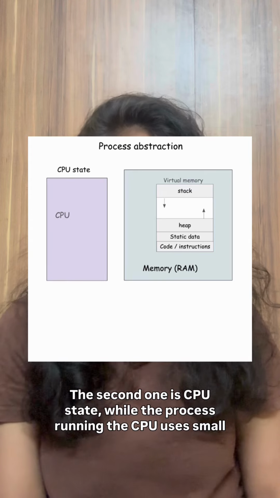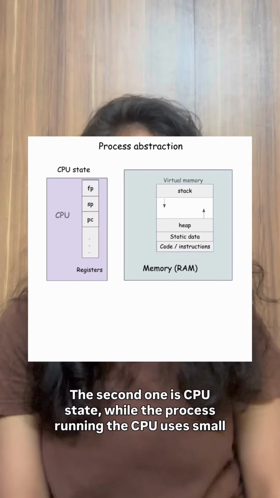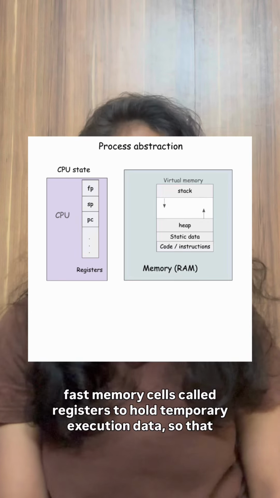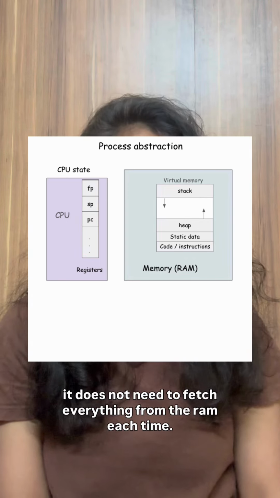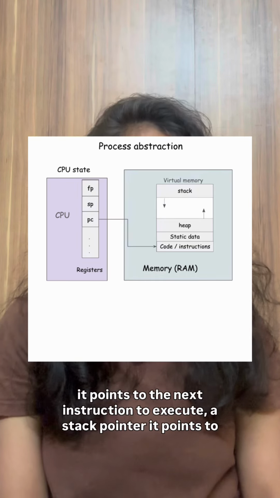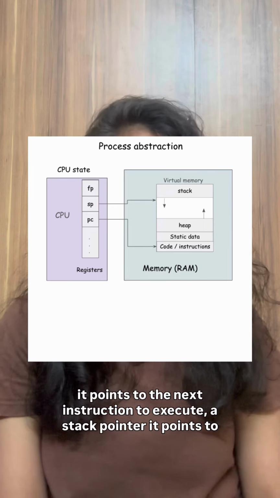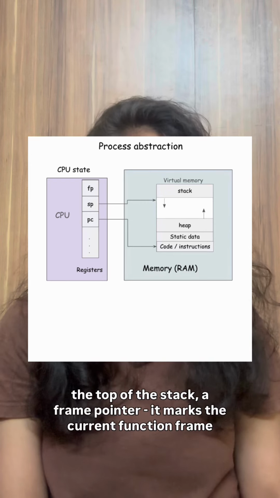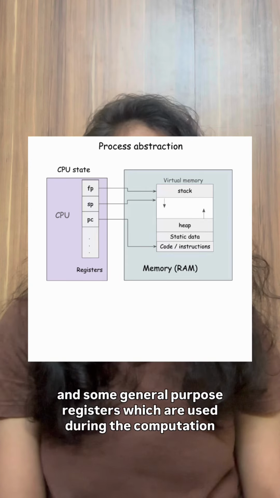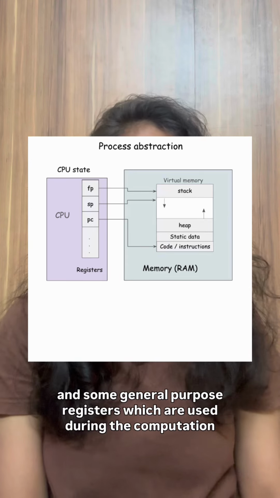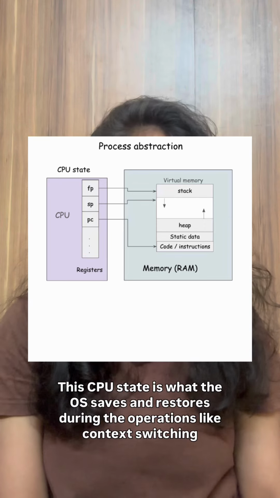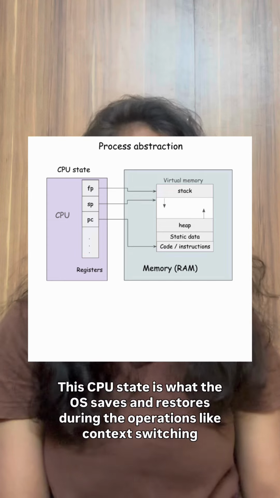And the second one is the CPU state. While the process is running, the CPU uses small, fast memory cells called registers to hold temporary execution data so that it does not need to fetch everything from the RAM each time. The CPU state includes a program counter, which points to the next instruction to execute, a stack pointer, which points to the top of the stack, a frame pointer, which marks the current function frame, and some general purpose registers, which are used during the computation. This CPU state is what the OS saves and restores during operations like context switching.